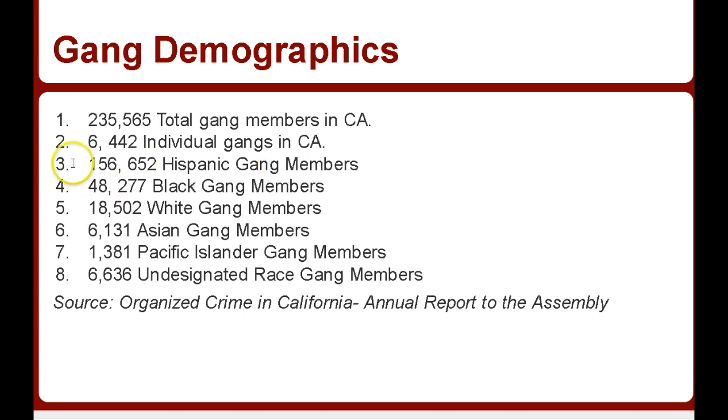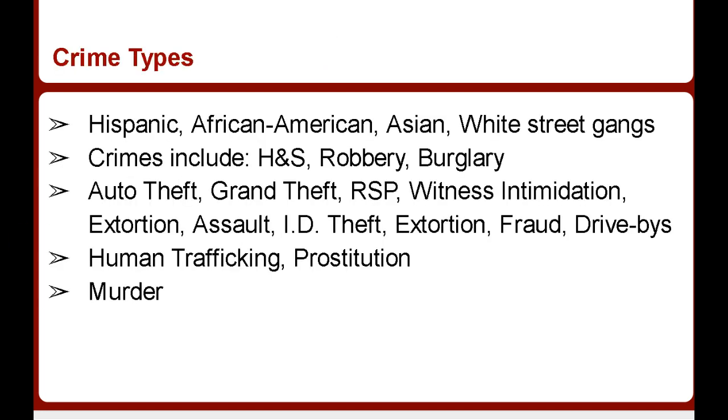You can see Hispanic gangs make up the vast majority of these gang members. Black gangs are second. Your white gang members are about third, and then you have Asian, followed by Pacific Islander groups. And then you have undesignated race gang members that may take on a name or an affiliation with an established gang group, but they may be multi-ethnic and don't fit into the normal membership guidelines that you'll find in your more established street gangs.